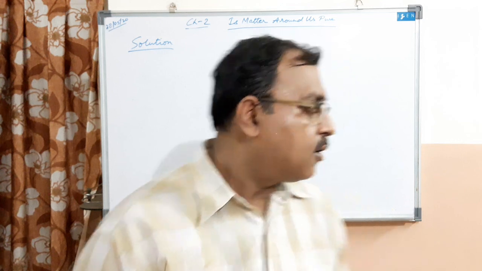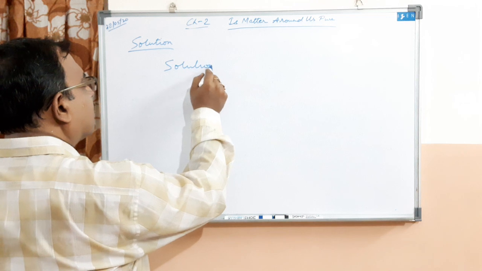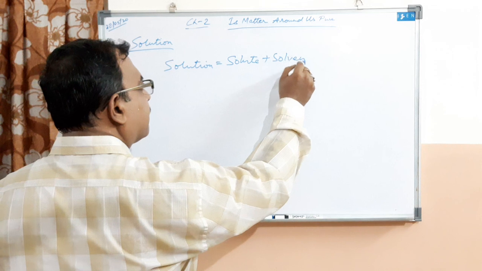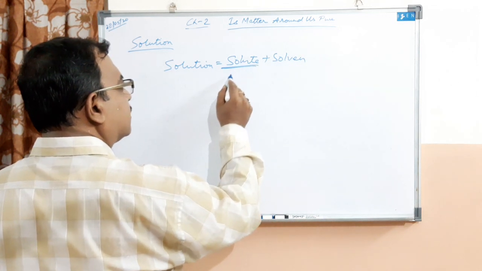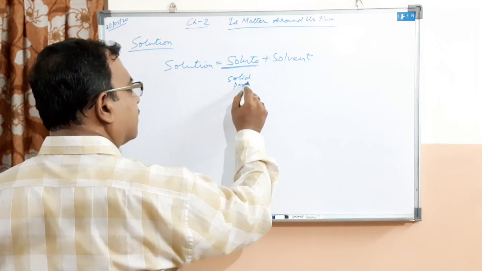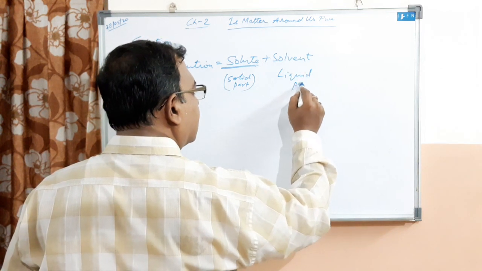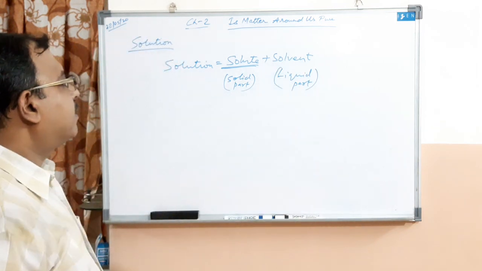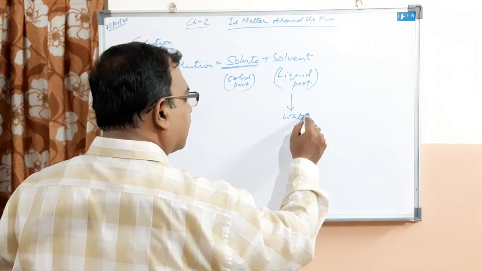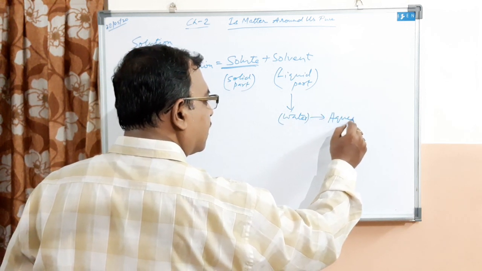Other types of solution. Now first of all, what is a solution made of? I told you a solution is made up of solute and solvent. This solute is the solid part, solvent is the liquid part. Now if the liquid part is water, then it is called an aqueous solution.